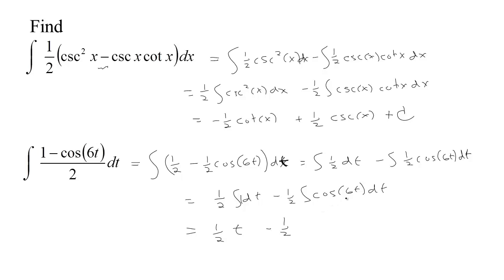What has a derivative that's cosine 6t? Must be something like sine 6t, but then if you took the derivative of that by the chain rule, you get the derivative of the outside, which is cosine 6t, times the derivative of 6t, which would be 6. So I'll just put a little 1/6 in there to catch the 6 that comes out and add in my arbitrary constant. I could just simplify that: 1/2 t minus 1/12 sine 6t. Now I'm done.